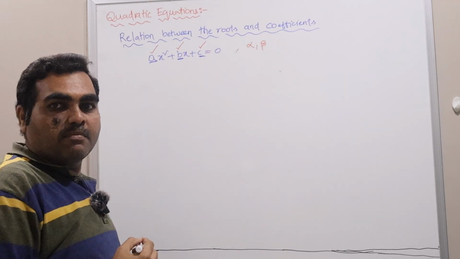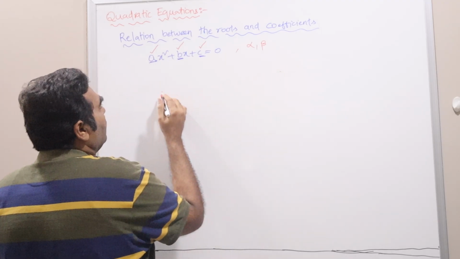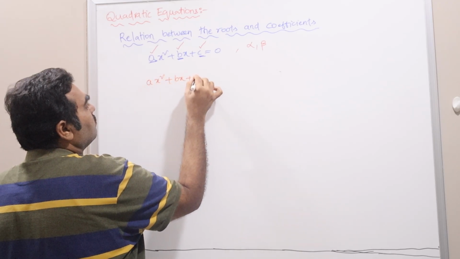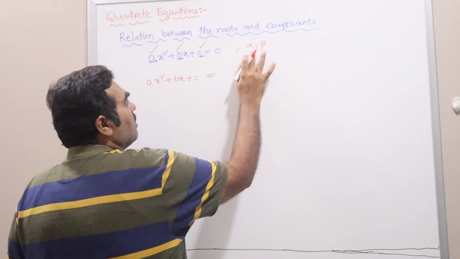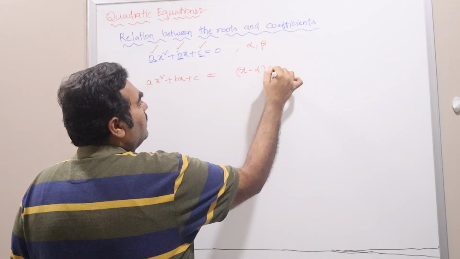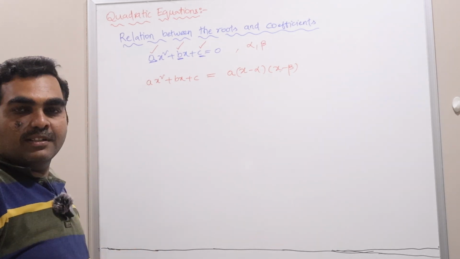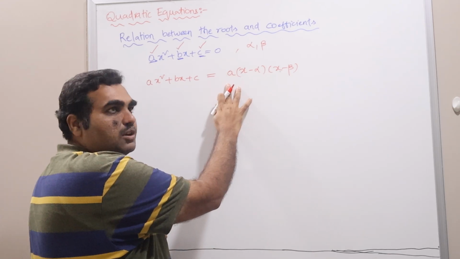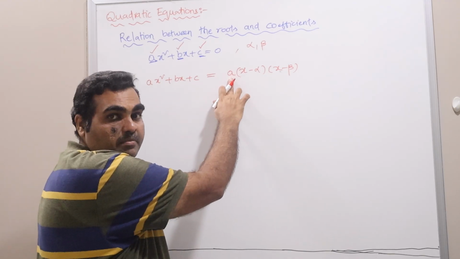So let us assume that alpha and beta are the roots of this quadratic equation. As you know very well, any quadratic expression in this form can be written in terms of its roots this way: if alpha, beta are the roots of the equation, then it can be written in this form. I can understand why you are wondering. Many students make a mistake here. They just avoid A here, which is a wrong representation.